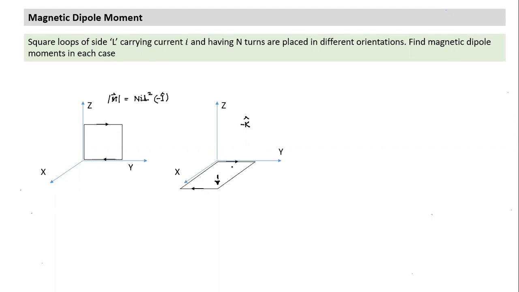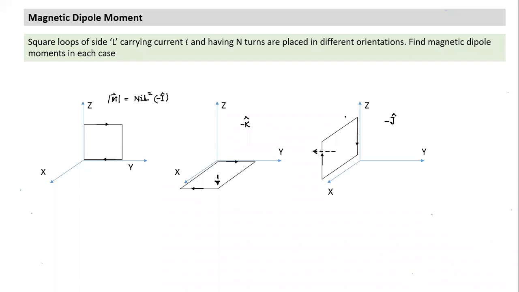Another way to think of it, in this particular case, the loop is placed in the XY plane. Hence, the magnetic dipole moment would be perpendicular to the plane in which the loop is placed, which is perpendicular to the XY plane. So it could be either plus k cap or minus k cap, and direction we can find out using the right hand thumb rule. In this particular case, let's curl our fingers. Which direction does the thumb point? The thumb will point in this particular direction, and that gives the direction of dipole moment, equal to minus j cap.